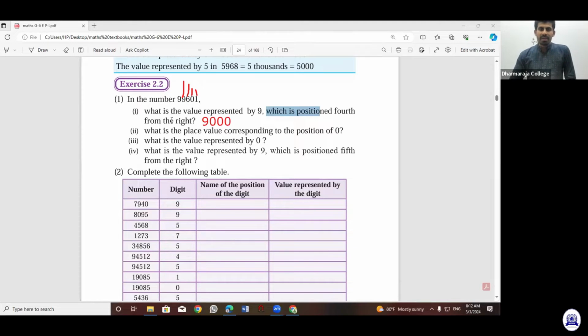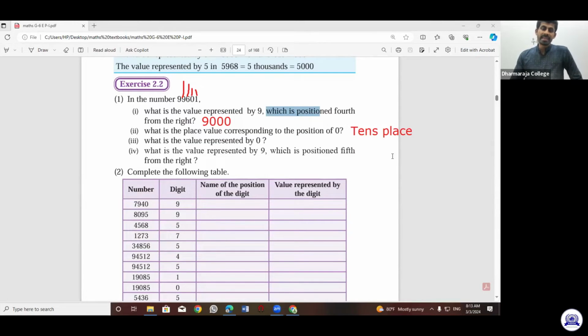Okay. Second question. No need to write this question. Just write down the exercise number, then write down only the answers with me. What is the place value corresponding to the position of 0? What is the place value? Ones place. And what is the place value? Tens place.